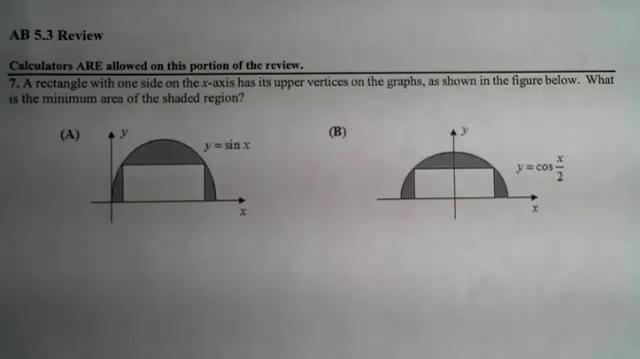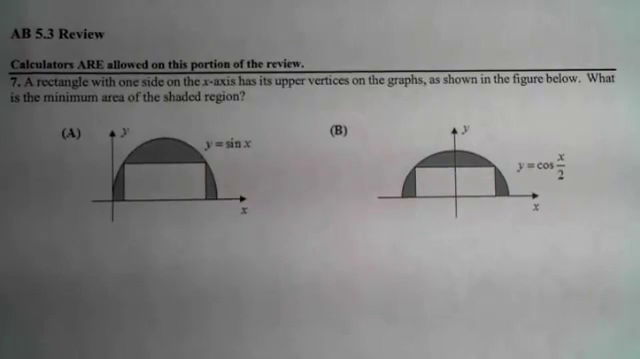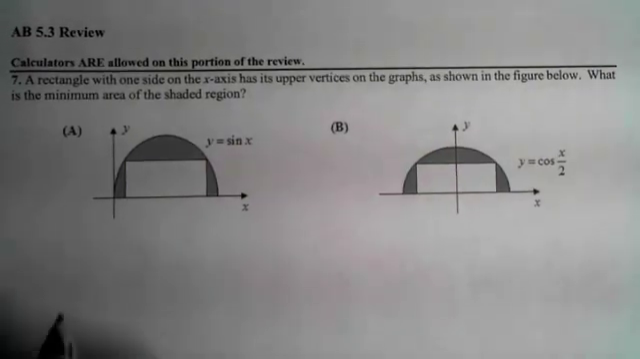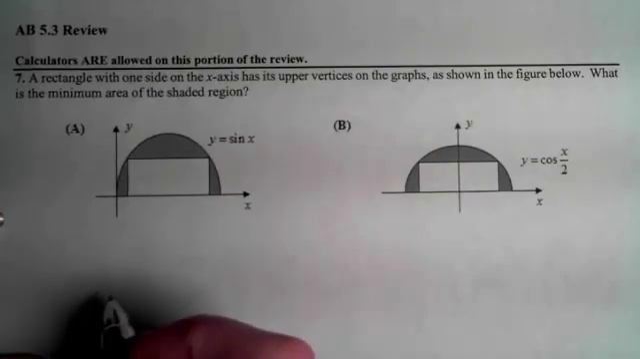This is the AB 5.3 review. Calculators are allowed, and it's number 7. So calculators are going to be used quite a bit in this one, so it'll probably take a while, but you might only need to watch part A.